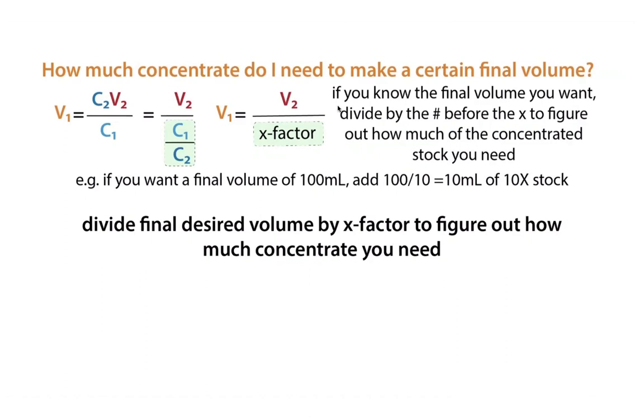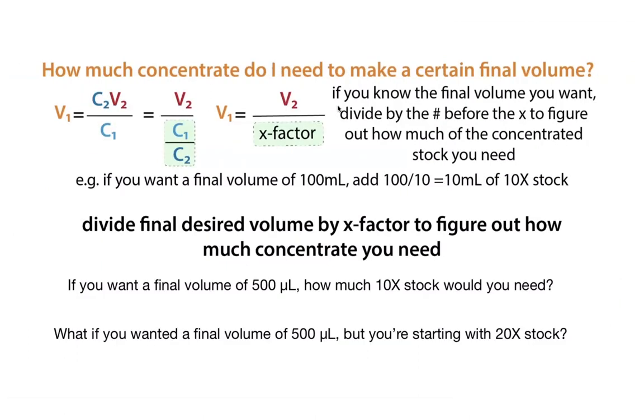So what you can do is figure out how much of the concentrated stock you need to make a certain final volume. You just divide the final volume by the X factor to figure out how much of the concentrate you need. For example, if you want a final volume of 100 milliliters, you would add 100 divided by 10 equals 10 milliliters of a 10x stock.